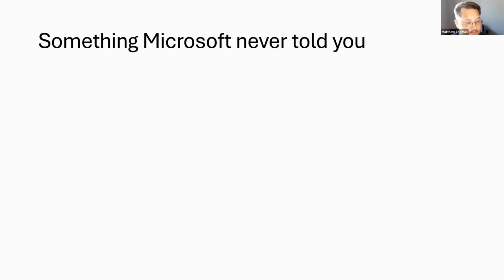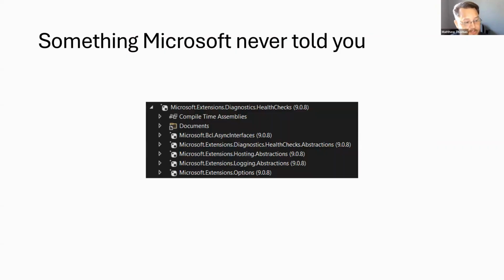So all of this stuff is super cool, right? I mean, there's not a lot of effort on your part to get all of this value out with this framework. But there's really something interesting about all of this. All of this stuff is defined in the Microsoft Extensions Diagnostics Health Check package. And if you open it up and look at its dependency graph, you'll notice there's something missing. And that's anything related to ASP.NET.